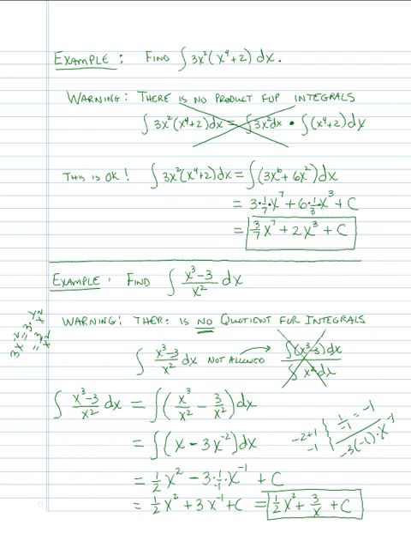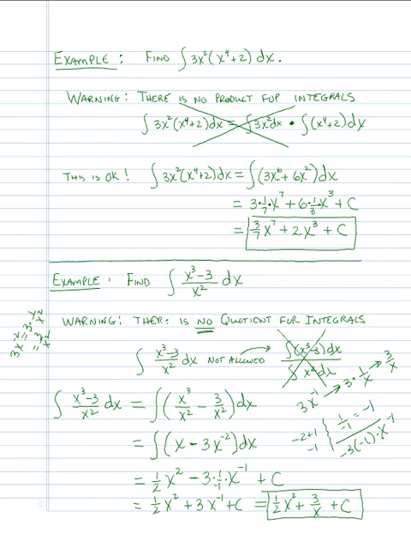Now, again, let's make sure that we understand. I'm kind of over here in the sideline here. 3 times x to the negative 1 means 3 times 1 over x. And that's how I got 3 over x. So let's keep that in mind.